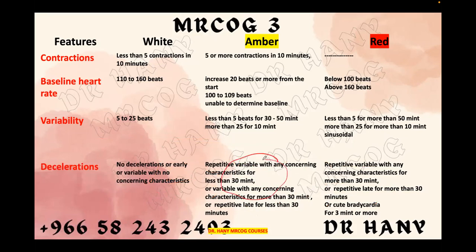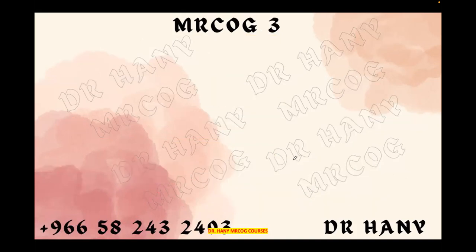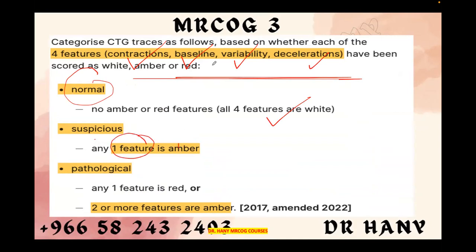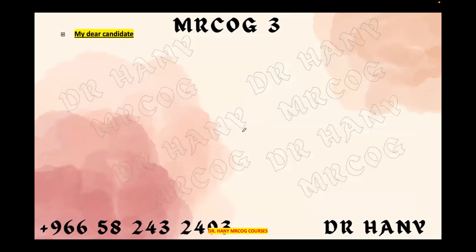If you have 2 ambers or 1 red, this will be pathological. For categorization, I depend on 4 features: the contraction, the baseline rate, the variability, and the decelerations. Normal if all 4 parameters are white. Suspicious if 1 is amber. Pathological if 1 feature is red, or 2 or more features are amber. This is the new classification.